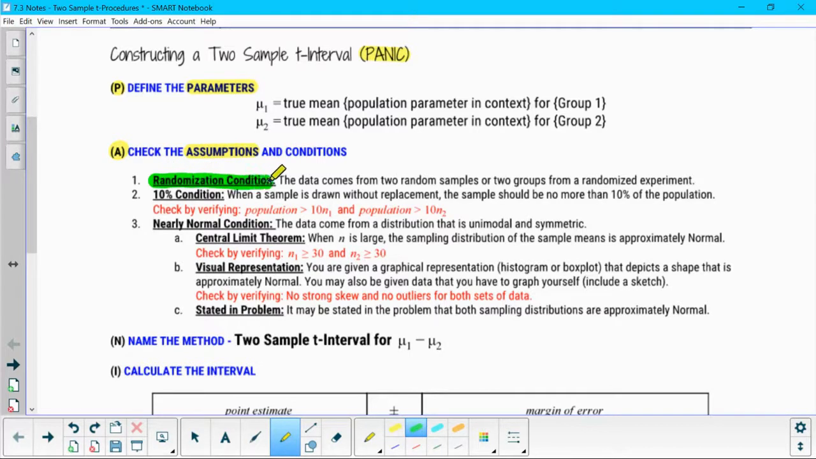First, you need to check randomization. You want to make sure that the data is coming from two random samples or two groups from a randomized experiment, meaning that you randomly assigned the treatments. Second thing you want to check is the 10% condition, and we usually verify this by doing our statement of assume there are at least this many people in the population. You will do that for both groups.